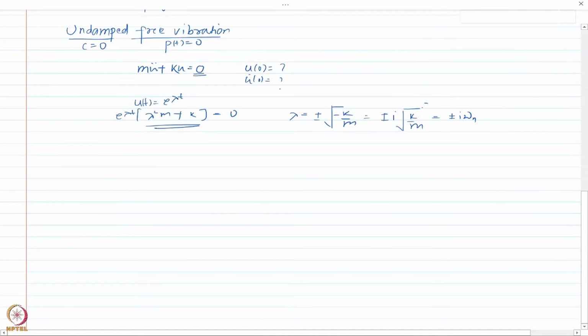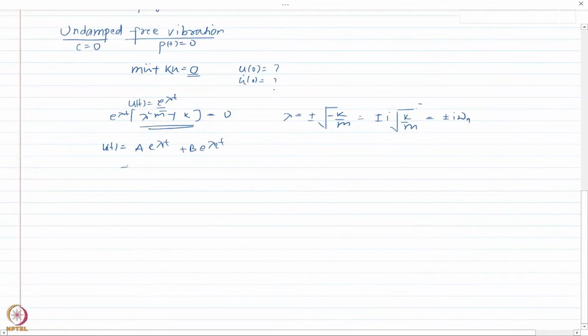But let us first substitute our roots into the original equation, which is u(t). Because it has now two roots, I am going to write my solution as a linear combination of e to the power lambda 1 t, which represents the solution with respect to the first root, and then e to the power lambda 2 t, which corresponds to the second root. Okay, so I will get here as, and then b e to the power i omega n t.